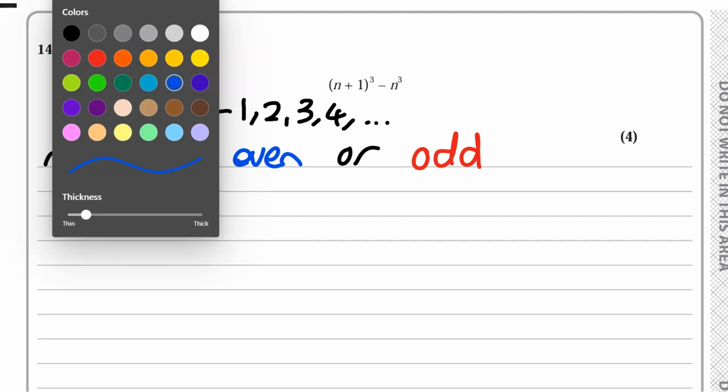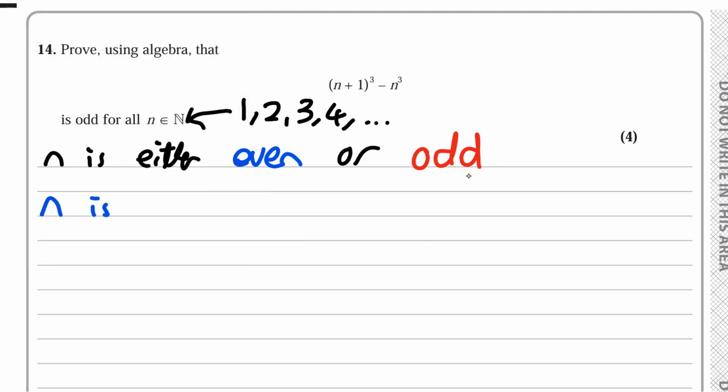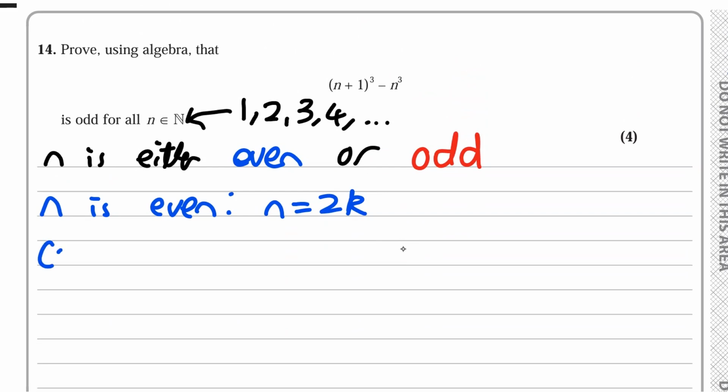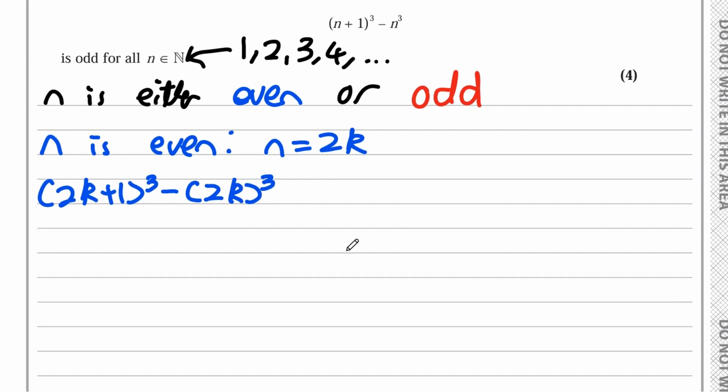Okay, so let's start with n is even. The way that we can do this is we can say that n is equal to 2k, where k is any positive integer. The reason for this is that it doesn't matter if k is even or odd; if you multiply it by 2, it's going to be even. So if we sub this in, it's going to be (2k + 1)^3 - (2k)^3.